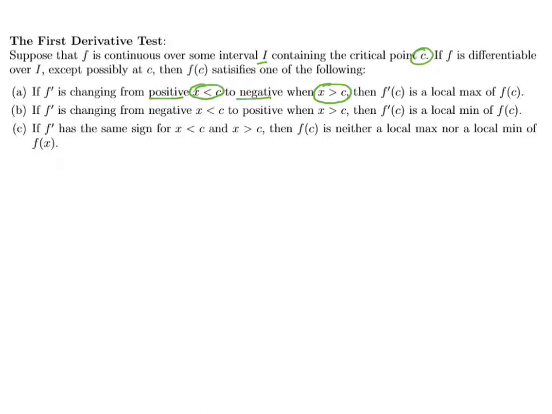Statement B says if f prime is changing from negative to positive as we go left to right, then f of c is a local min. And then if f prime has the same sign as we go from left to right, then it's neither a local max nor a local min. Okay, and that's exactly what that last graph was showing us. It was showing us each of these situations.